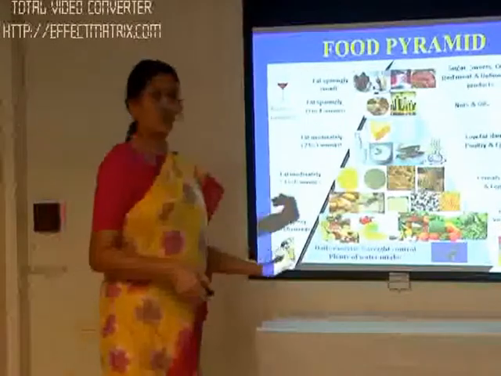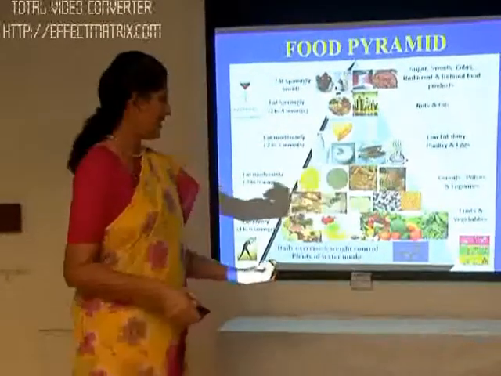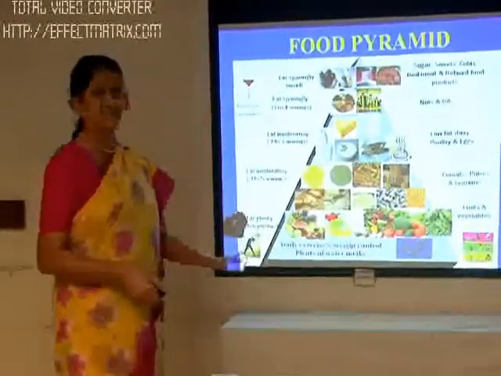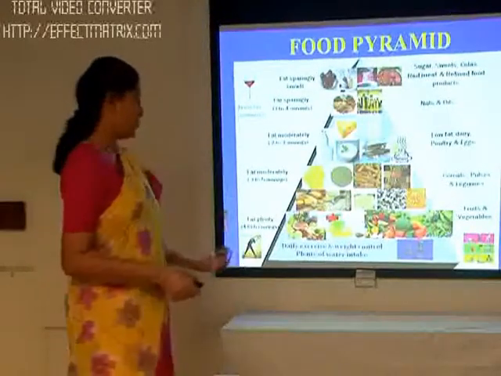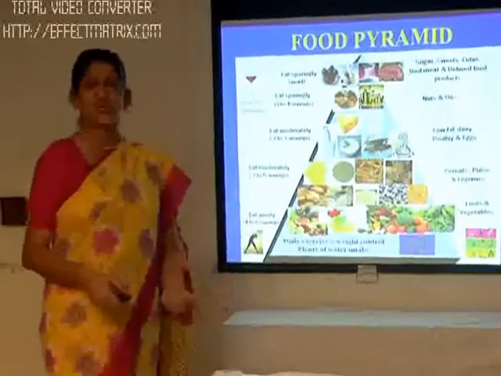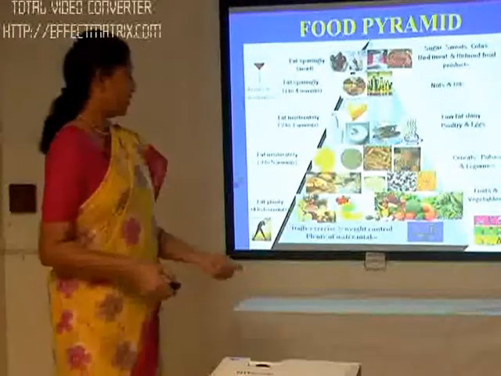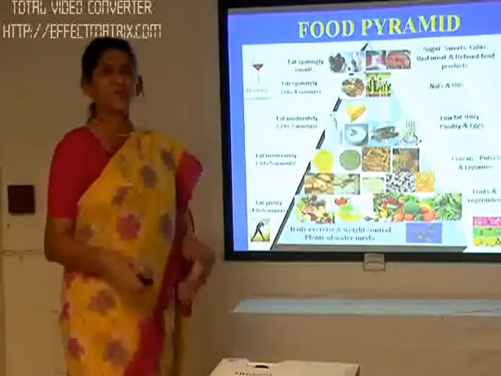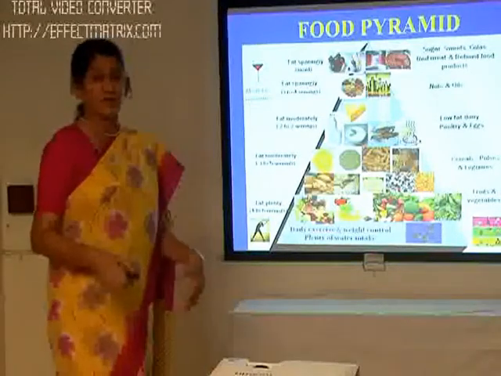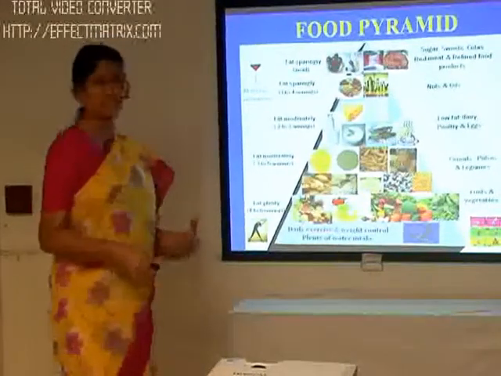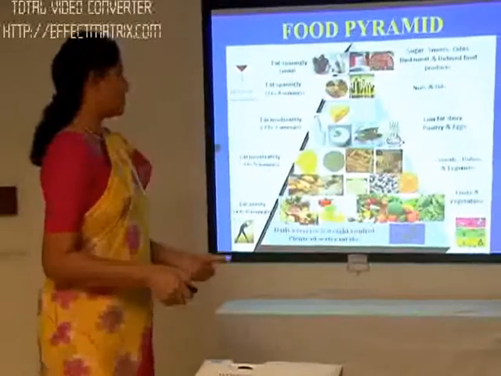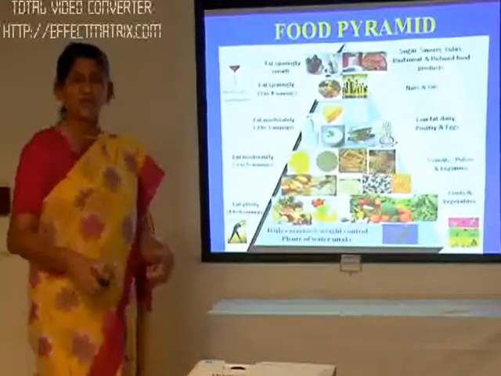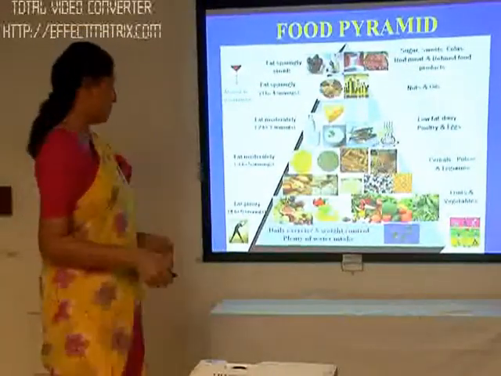So we start over from the base. We start our day with water. The largest at the base of the pyramid is water, which tells you that you should take 6 to 8 glasses of water daily. Now water is very important in the management of diabetes. The more water you drink, the more excess sugar you will excrete in your urine. So if you drink a good amount of water, your sugar will remain in control.